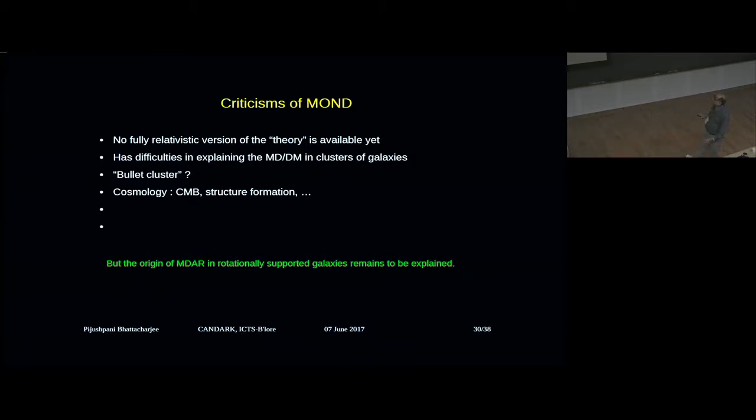It has difficulties explaining dark matter or the mass discrepancy in clusters of galaxies. McGaugh claims that actually that is not so, but it's so detailed I couldn't understand. And the Bullet Cluster, which Paolo also mentioned this morning, is very hard to explain in terms of MOND. Cosmology, CMB, structure formation: because you don't have a relativistic theory, you can't really explain this in a proper way.